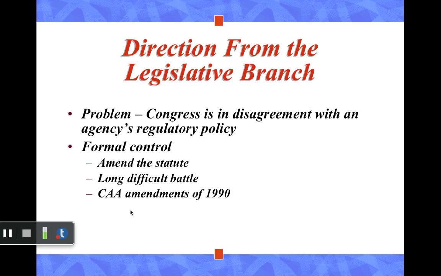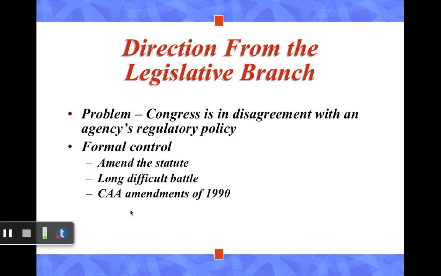Now, let's say there's a problem here, that an agency does something that Congress doesn't like. What can Congress do about it? Well, they can do two things. One that they can do is they made the law, they can change the law. So this is what's called a formal control, where they can actually amend the statute. They've passed the law before, and they can go through and propose an amendment.